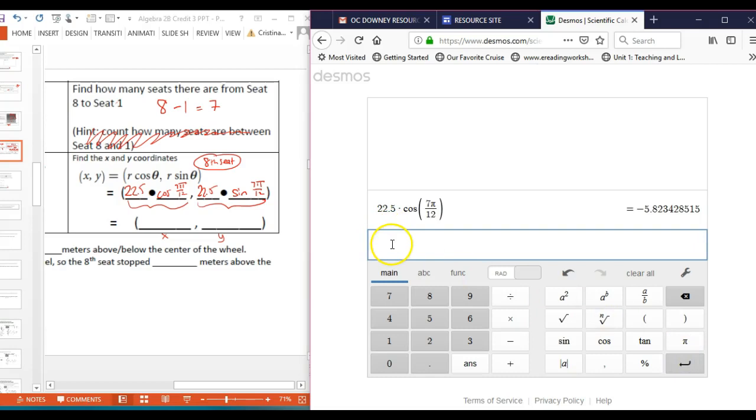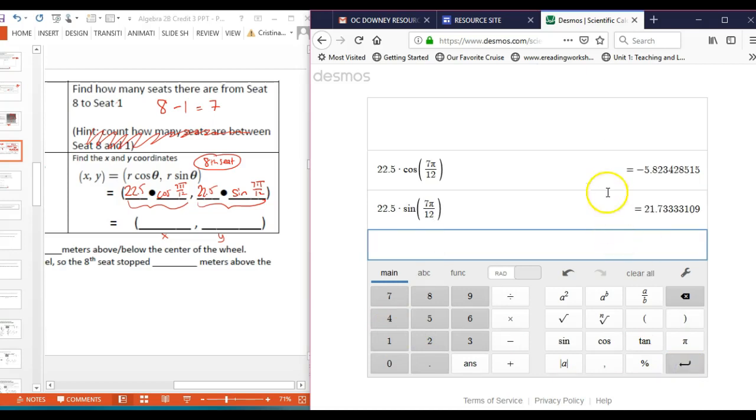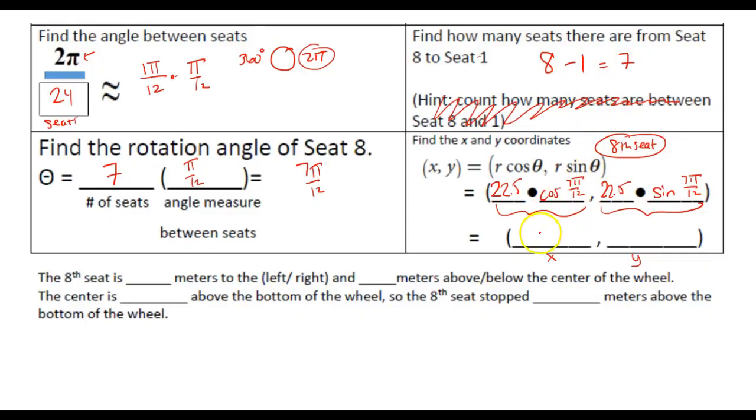And last but not least, we're going to do our radius again, 22.5 times sine of fraction 7 pi over 12. And that's about 21.7. So keep those values in mind. We're going to go ahead and write this on our paper. Alright, so that's about negative 5.8 and 21.7. So let's look at the sentence starter.